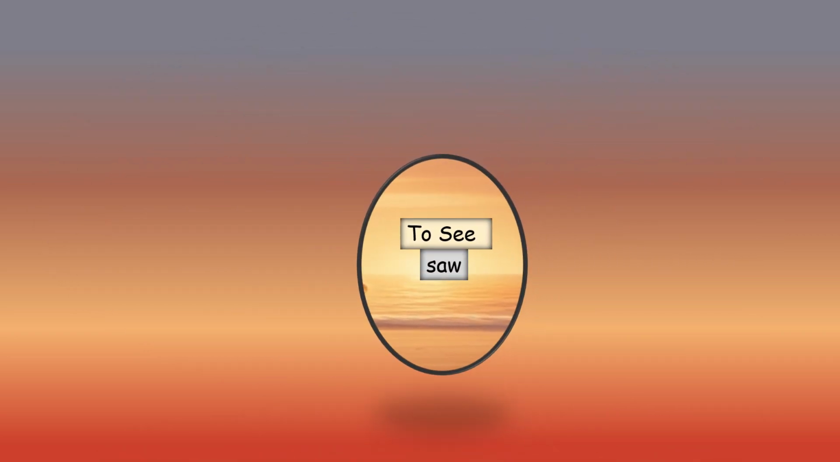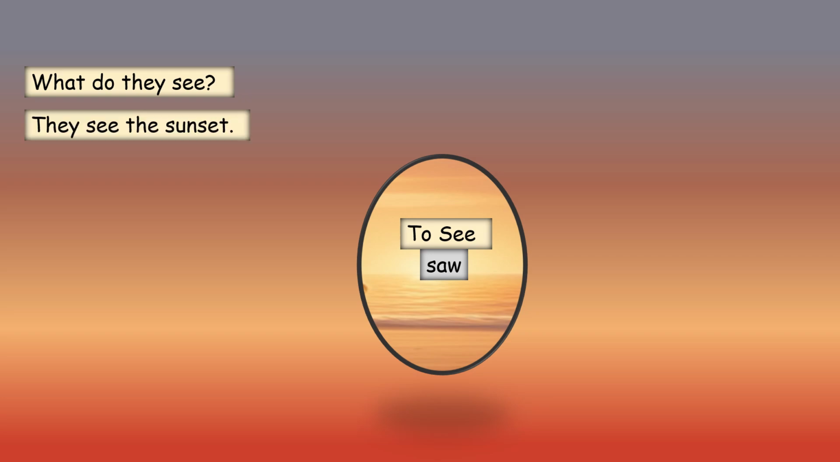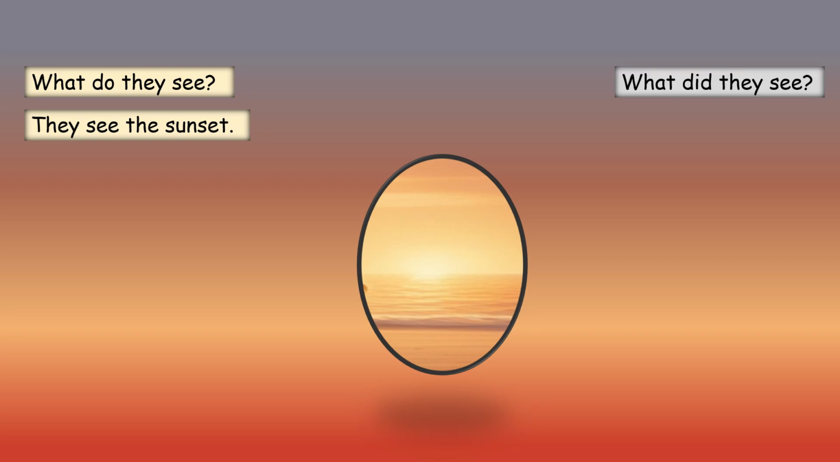In present tense. What do they see? They see the sunset. The past tense of the verb to see is saw. What is the past tense question? What did they see? And the answer? They saw the sunset.